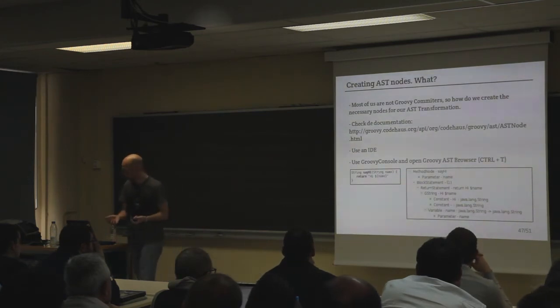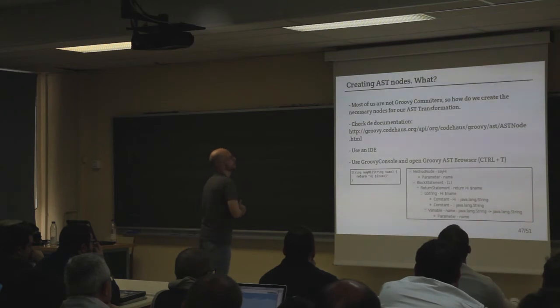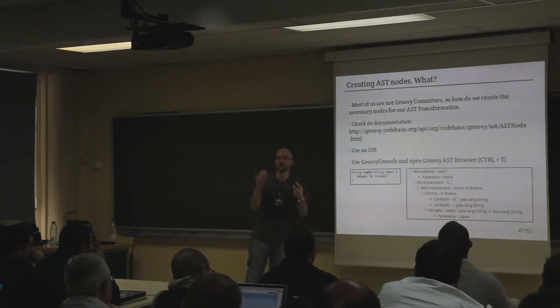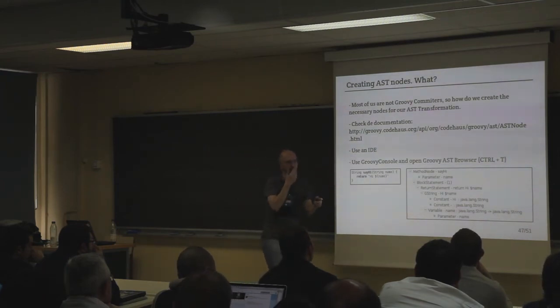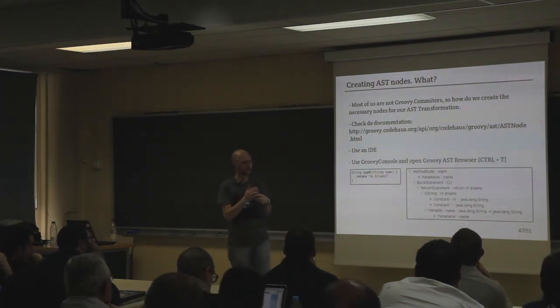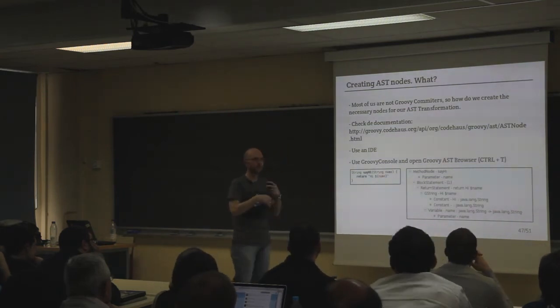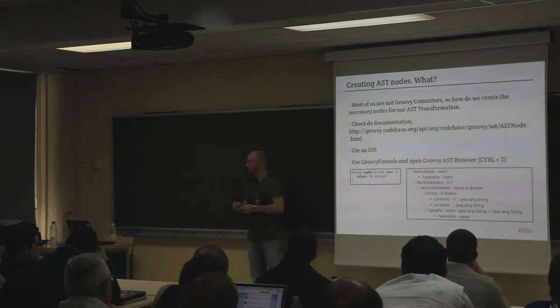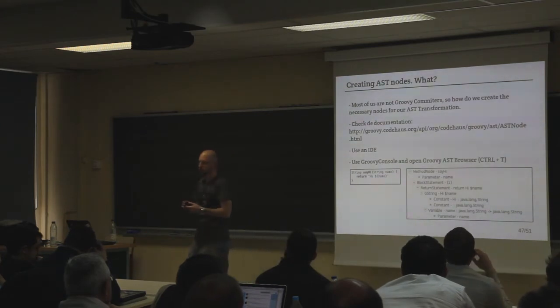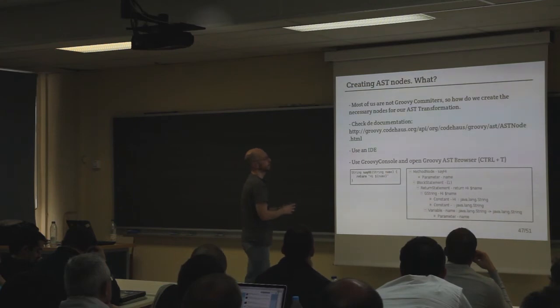We have to create AST nodes, but what is this? We are not Groovy committers, so we don't know how to do that. I recommend you to check this documentation. There is all the information about every node we can use. For example, block statement, return, if statement, there are a lot of them. You should use an IDE. You can also use Vim, Emacs, Sublime, whatever you want, but if you use an IDE, it will help you a lot. And you can also use the Groovy console.